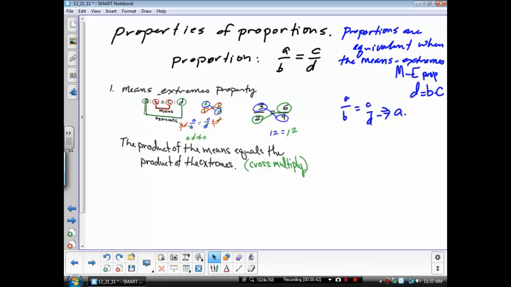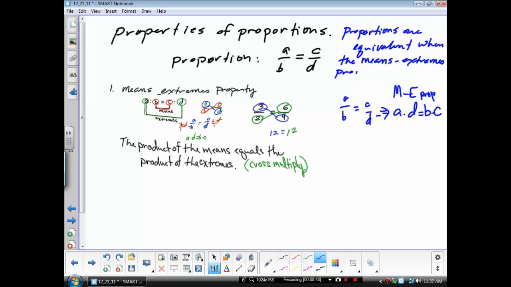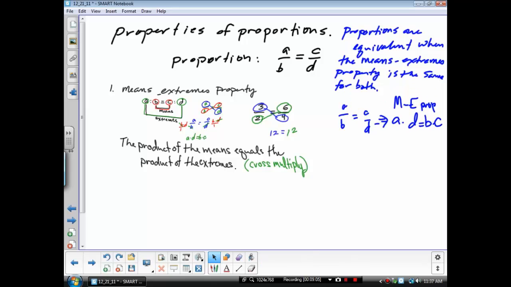Proportions are equivalent when the means extremes property is the same. So again, the question: how can I rearrange this proportion? The trick really is to keep the same direction. So what do I mean by that?